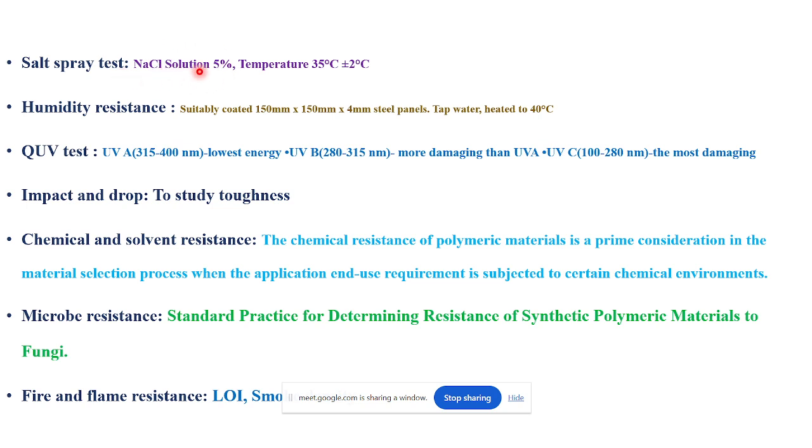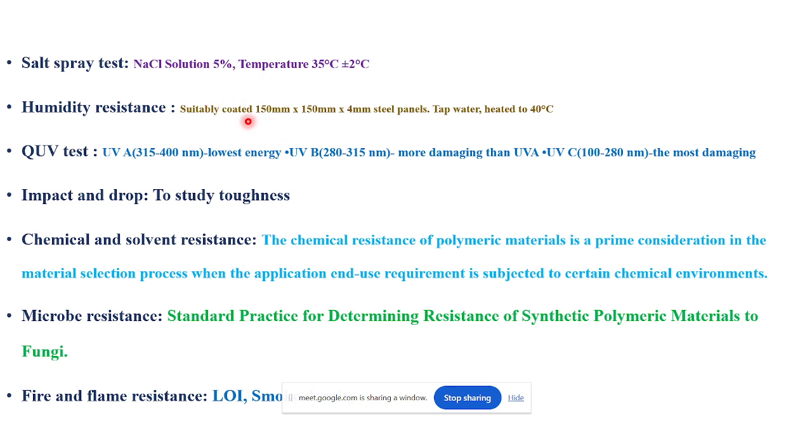For that, there are different standards. You need to prepare a 5% NaCl solution. You dip the coated metal or coated sheet inside that solution at a specific temperature, and after a certain time, you need to check whether corrosion is happening or not, whether there is surface rupture happening or not.